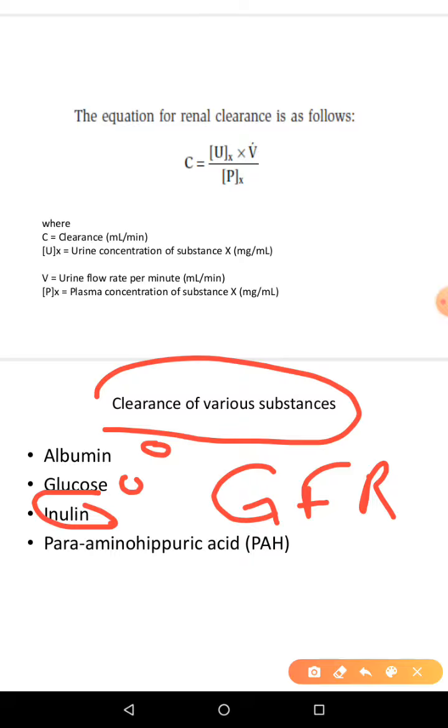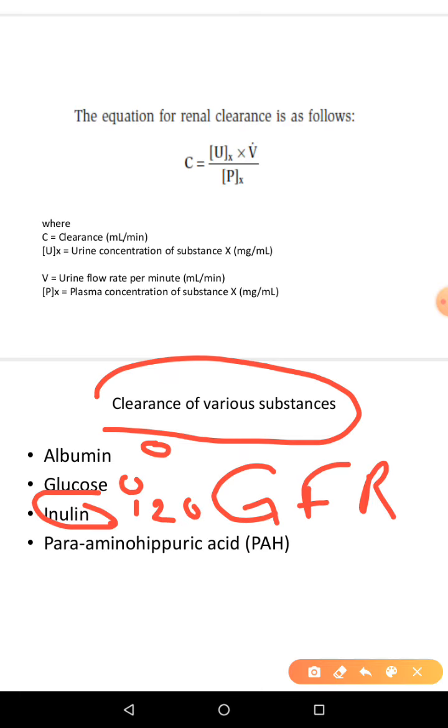So for inulin, the clearance is equivalent to the glomerular filtration rate. So what is that? The clearance of inulin in a normal healthy person is 120 mils per minute.